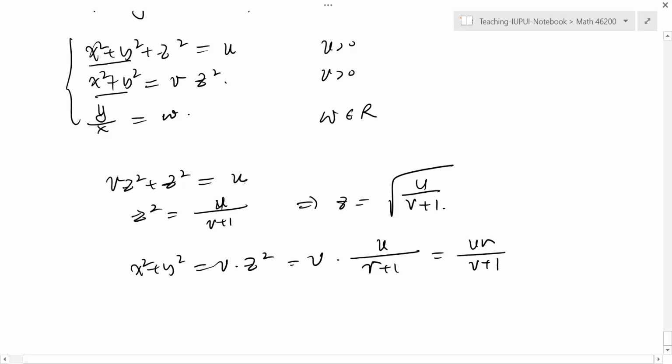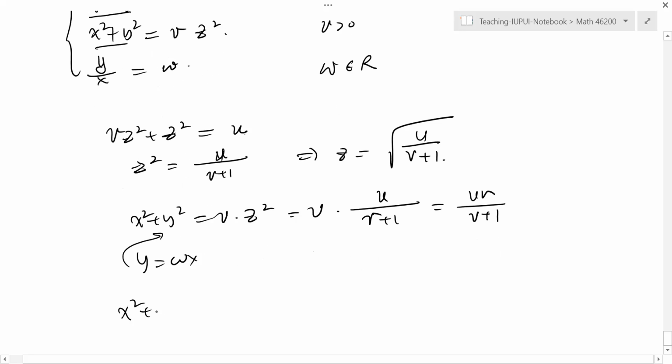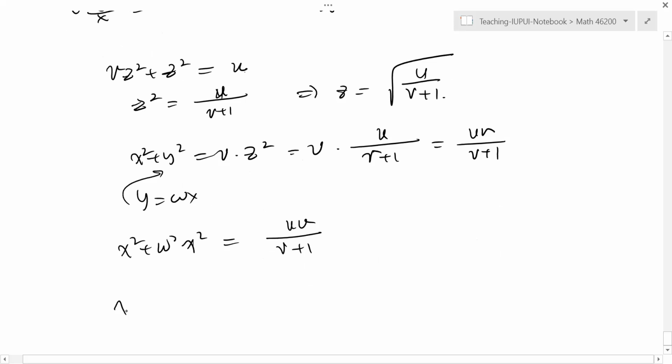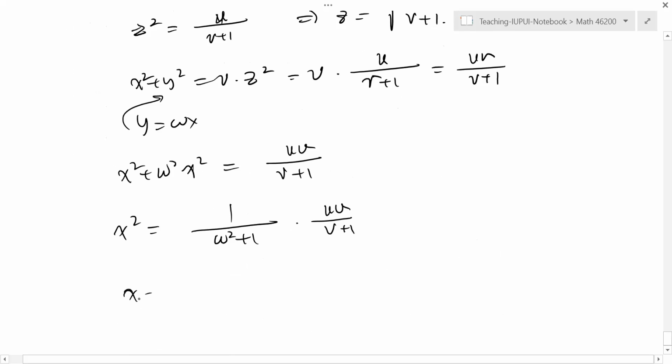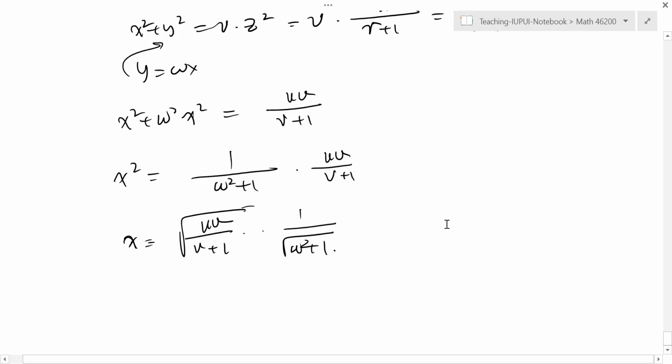But on the other hand, y equals w x, so you can put it here. So x squared plus w squared x squared equals UV over V plus 1. So x squared is going to be UV over (V plus 1)(w squared plus 1). Do I assume x is positive? Yes, that's why I have to assume x is positive. Okay, we are very lucky, we got all of them.